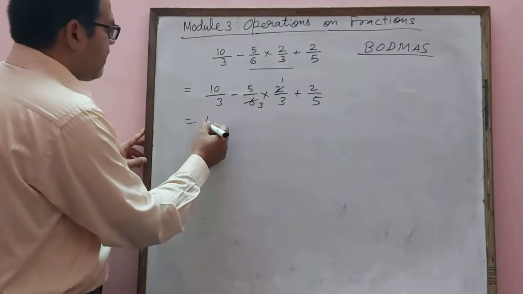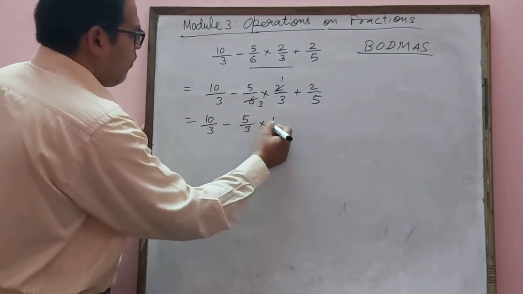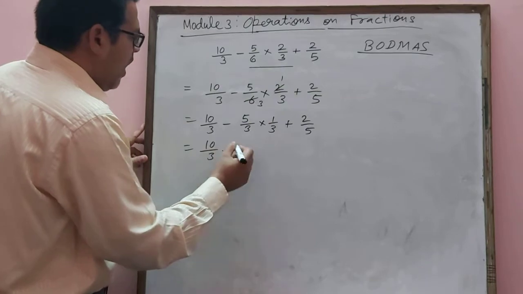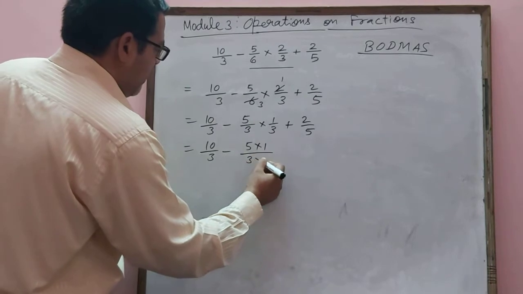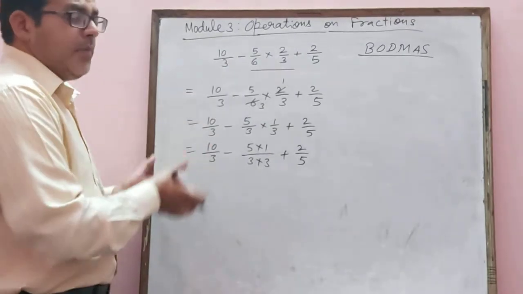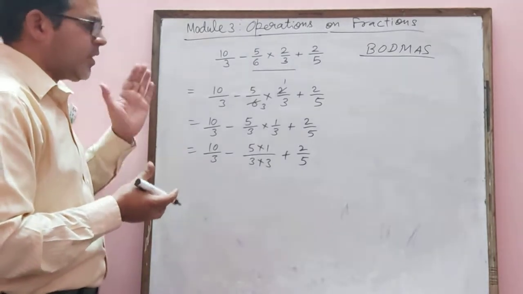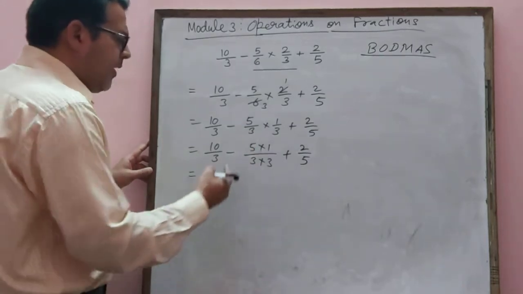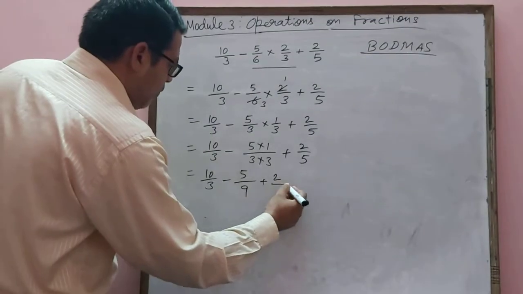So we can write here 10 by 3 then minus. Now what is left over here? 5 by 3 and here 1 by 3, and plus 2 by 5 we will write as it is. Now we have to multiply numerators with numerators and denominators with denominators. This is very simple. I have explained it many times, and many questions we have already explained. Now what do we have here? 5 into 5, 25, 3 into 3, 9, plus 2 by 3.